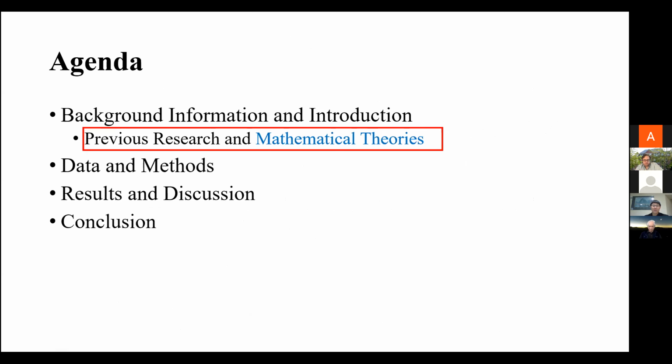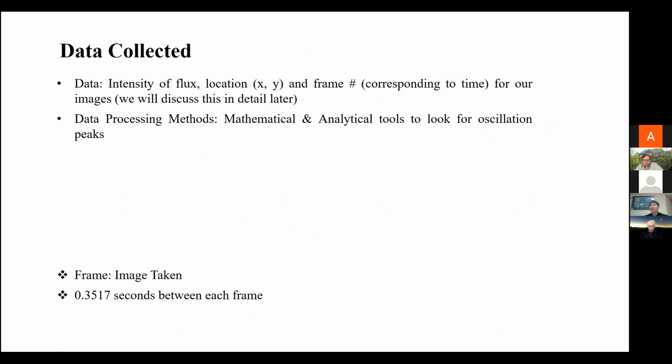And moving on to some mathematical theories. In summary, for the data collected, we were focusing on the intensity of the flux value, the coordinate system, which is the x and y values, and the frame number, which actually corresponds to time for images. Each frame represents an image taken, and there is a constant 0.3517 seconds between each frame taken. Our data processing methods involve an array of mathematical and analytical tools in order to search for oscillation peaks.